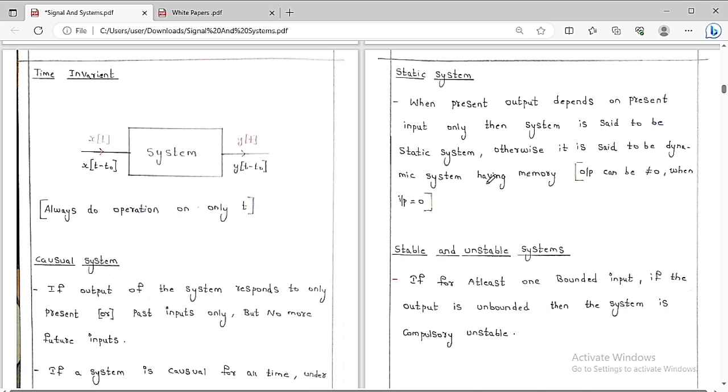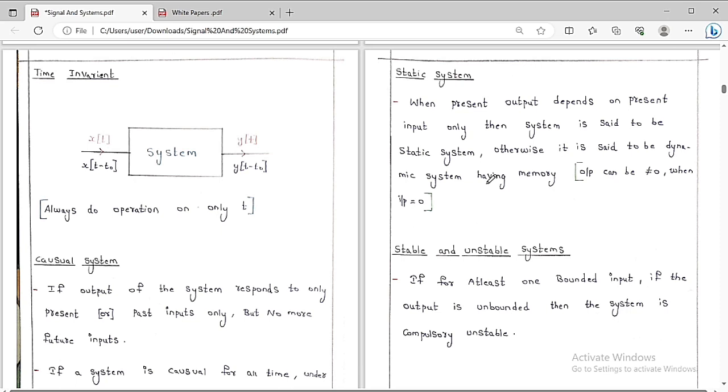Listen carefully. What is the meaning of bounded input and bounded output? If for each and every bounded input you get a bounded output, then only the system is said to be stable. Even for at least one bounded input, if you get an unbounded output, then the system is said to be unstable. So even for at least one bounded input, if the output is unbounded, then the system is compulsorily unstable.